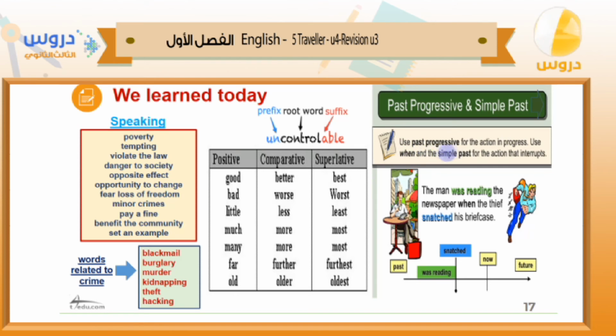Use the past progressive for action in progress, and use when and the simple past for an action that interrupts. And you can simply see here the man was reading a newspaper. This is past progressive. When the thief snatches his briefcase, this is the verb in the past simple.